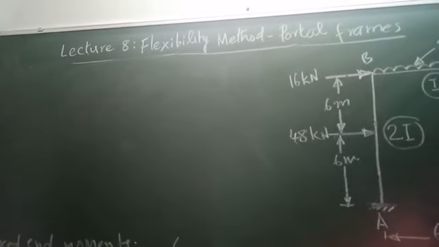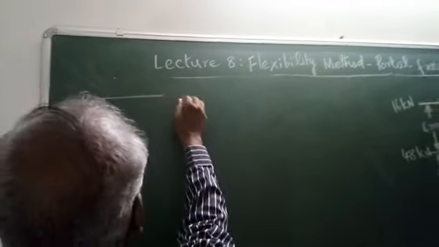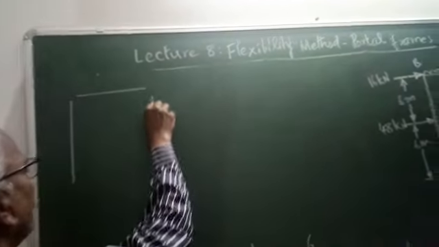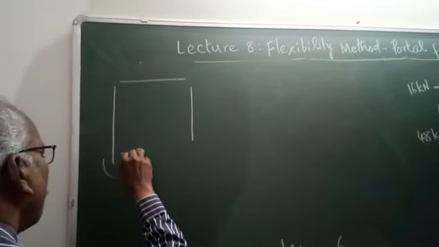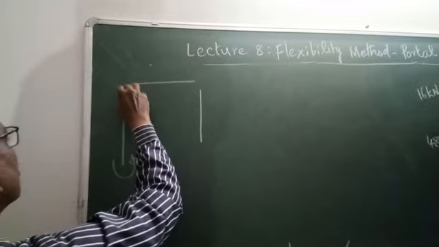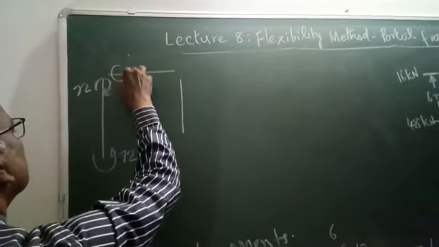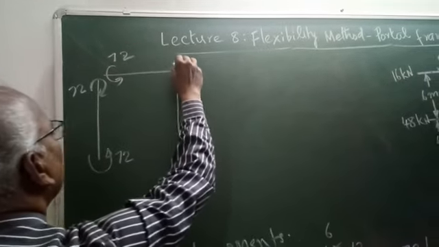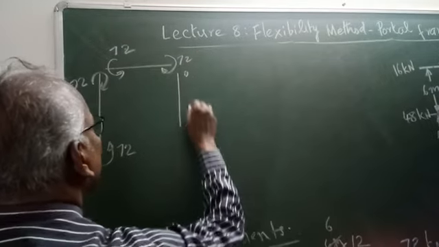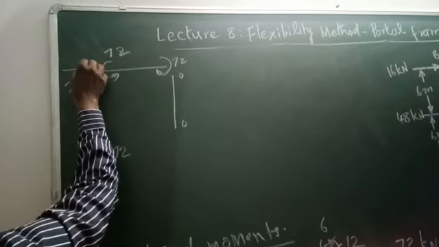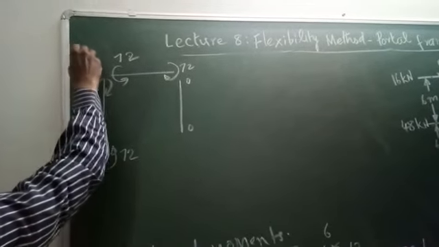Now, these are the fixed end moments. So here it is minus 72, here it is plus 72, here it is minus 72, here it is plus 72, here it is 0, here it is 0. In addition, it is subjected to a lateral force of 16 kilonewton.